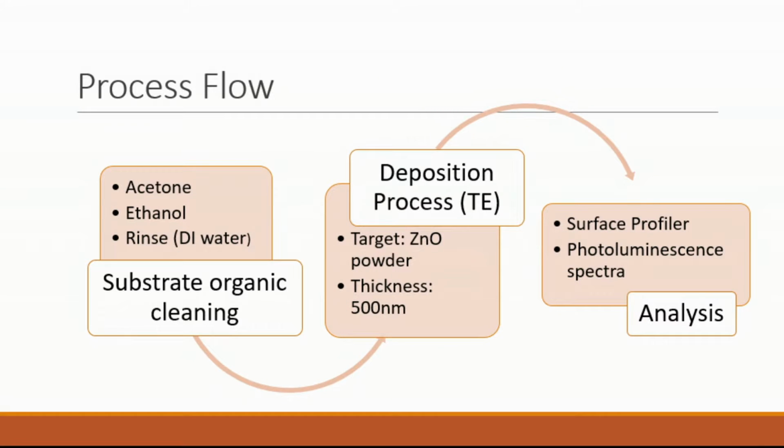This is the process flow for this experiment. First, we do the substrate organic cleaning by using acetone and ethanol for about 15 minutes, and then we rinse the substrate with DI water to remove all the contamination. Then we do the deposition process by using the thermal evaporator, where the target will be the zinc oxide powder with a thickness of 500 nm. Lastly, we follow with the analysis by using two equipment, which are the surface profiler and the photoluminescence spectra.